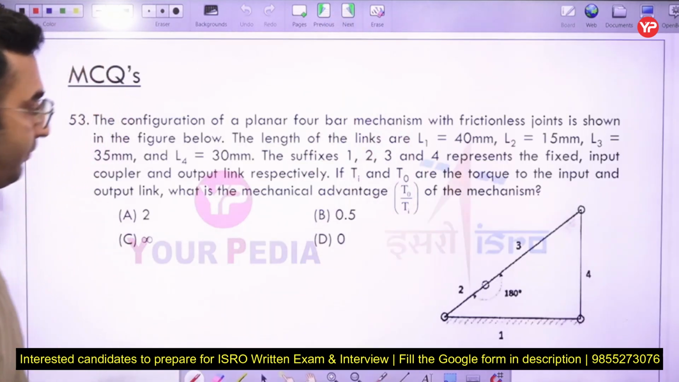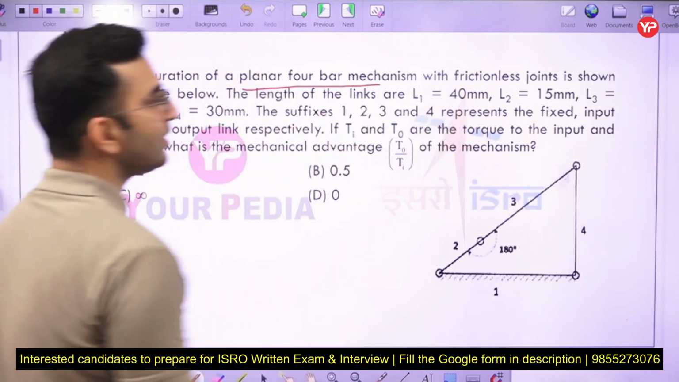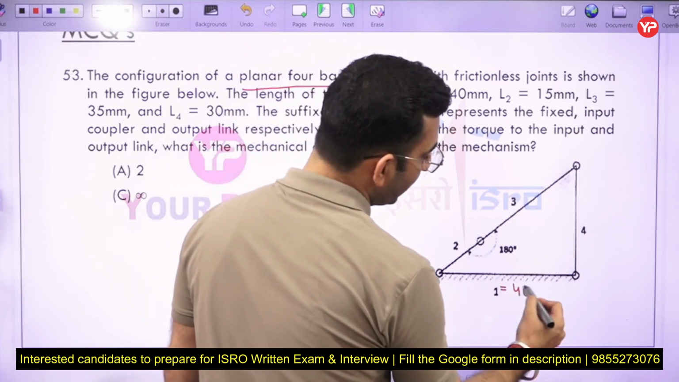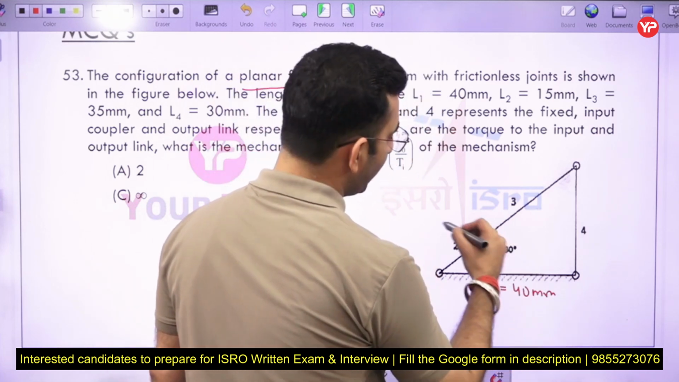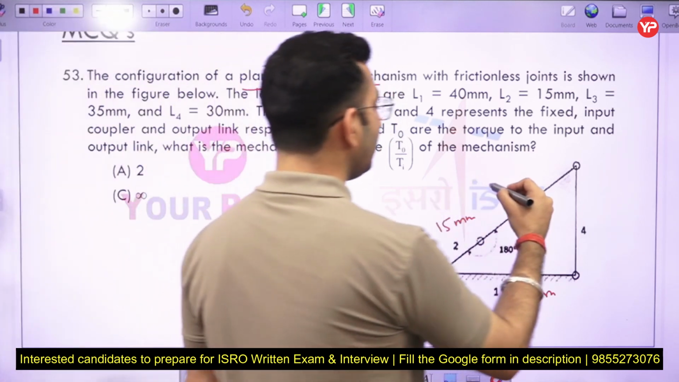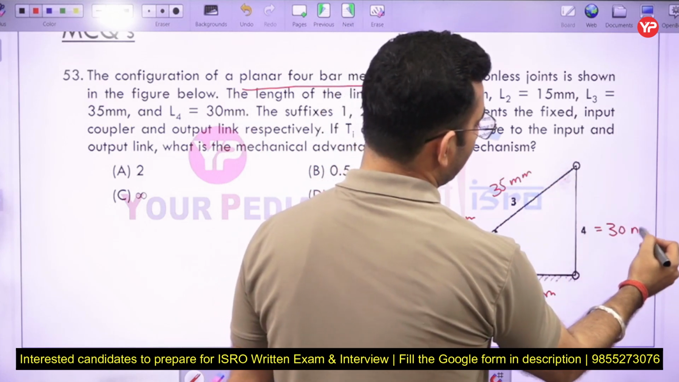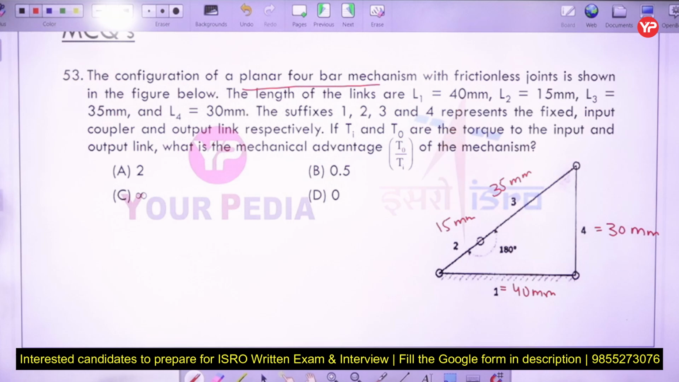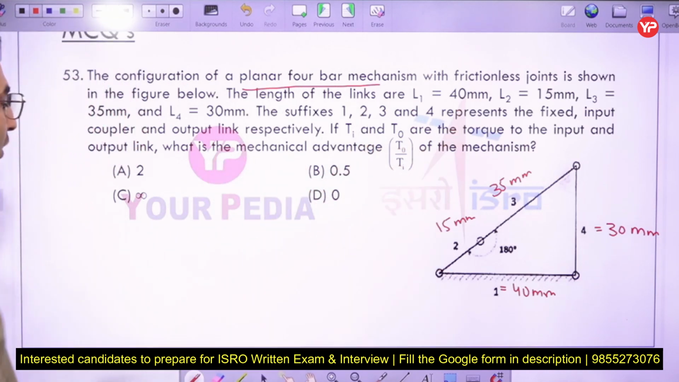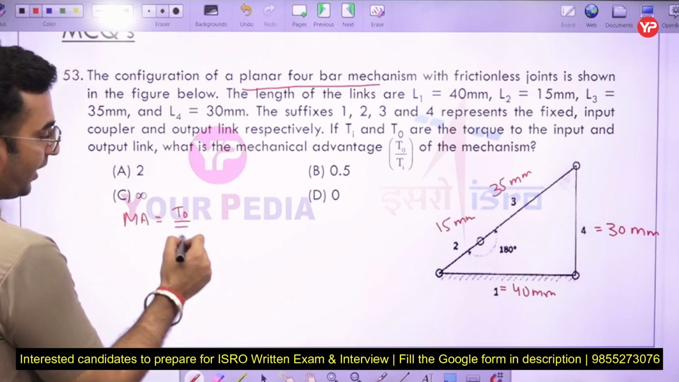Next question. In this case, the configuration of a planar 4-bar mechanism with frictionless joints is shown in the figure. The length of link L1 is 40 millimeter, L2 is 15 millimeter, correspondingly L3 is 35 millimeter, and L4 is 30 millimeter. What do we want to find out? We want to find out the value of the mechanical advantage, that is output torque divided by input torque. We have to calculate the value of the mechanical advantage, output torque by input torque.